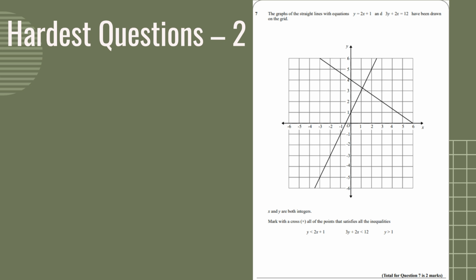Now, if you can notice, for our first two inequalities the lines have already been drawn. Yes, they aren't dashed, but we don't have to draw them in because they are the lines. The only line we really need to draw in is y is greater than 1, which is this dashed line here. So the two coordinates where the crosses are going to go are (1, 2) and (2, 2). And that is your 2 marks.